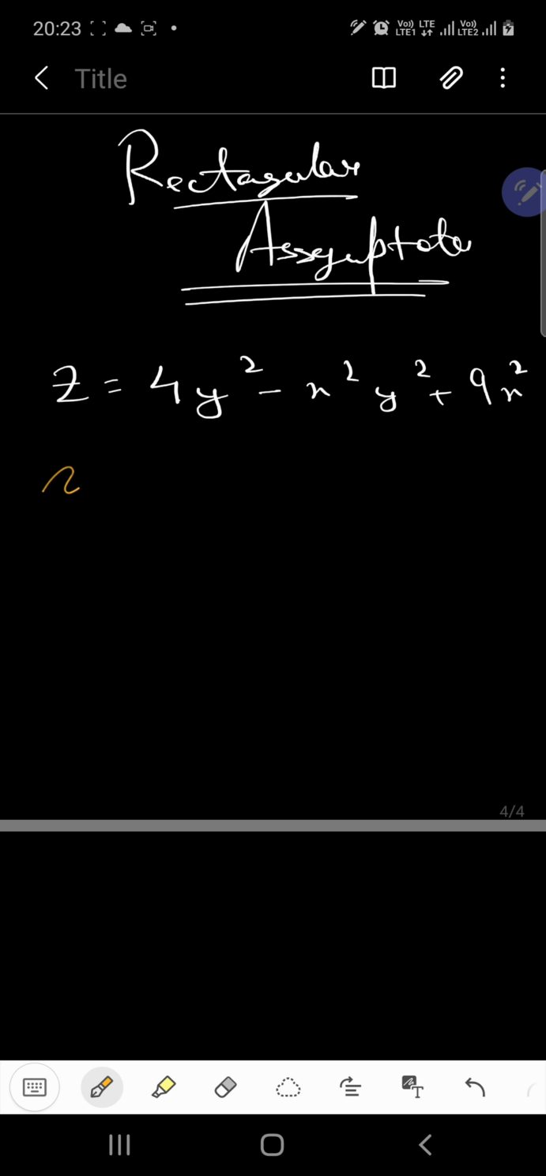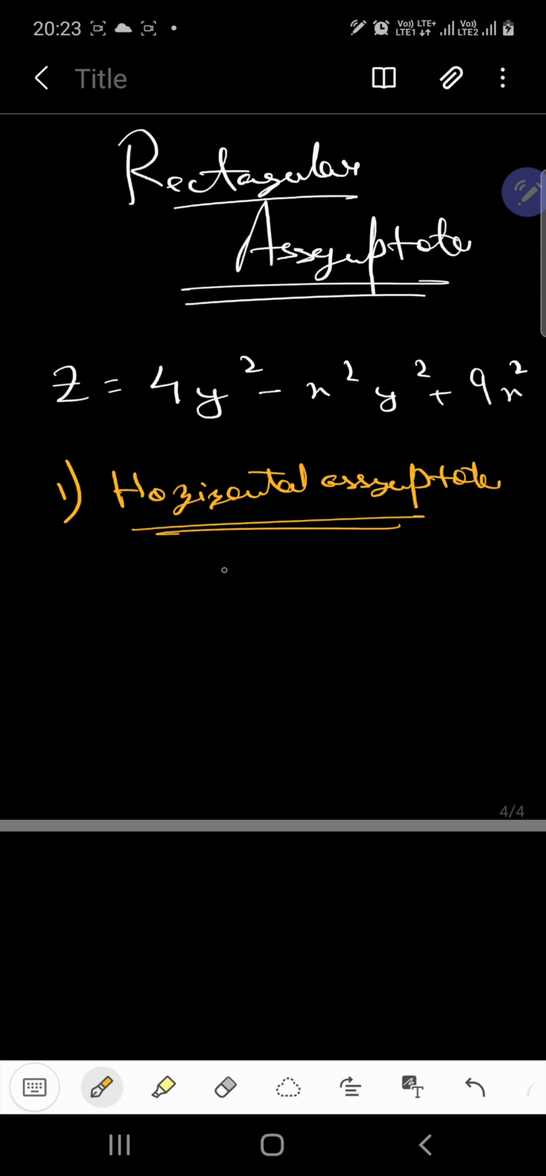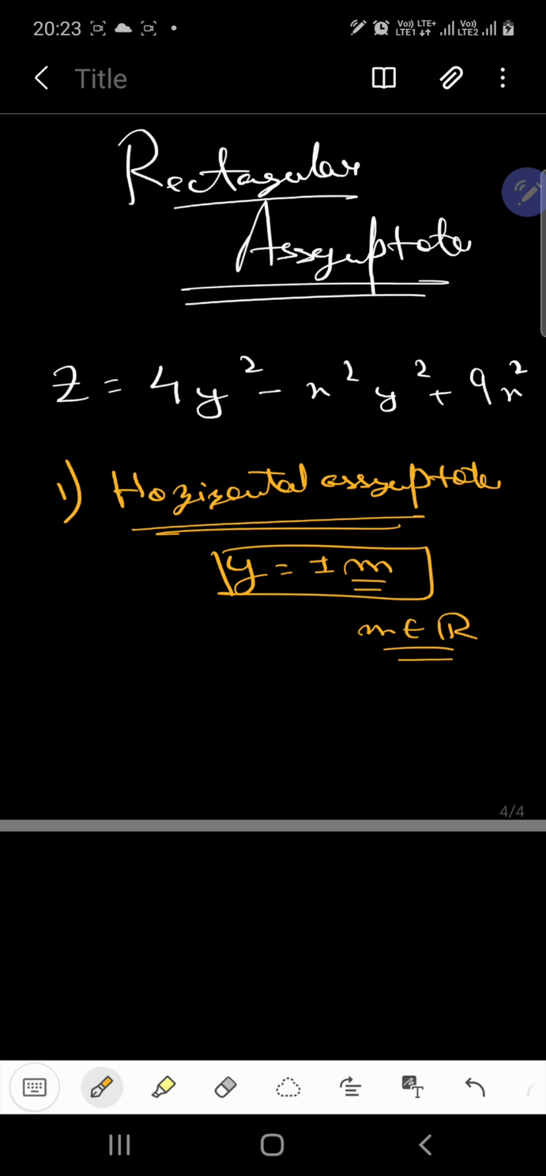So to find horizontal asymptotes, now see, horizontal asymptotes which are parallel to the x axis will have their equation in this form: y equals plus minus m, where m belongs to the set of real numbers. This is the way you can write the equation of a line which is parallel to the x axis, and that will be the equation of the asymptote too, because the asymptote is parallel to the x axis.